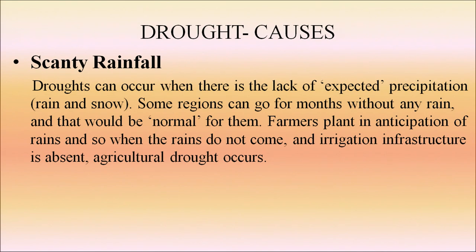Some regions can go for months without any rain, and that would be normal for them. Farmers plant in anticipation of rains, and so when the rains do not come and irrigation infrastructure is absent, agricultural drought occurs.